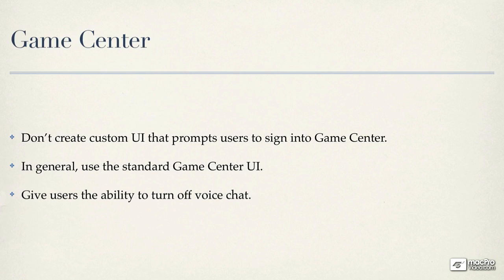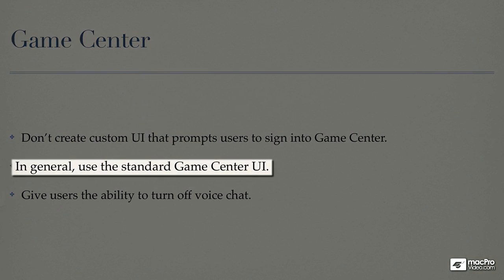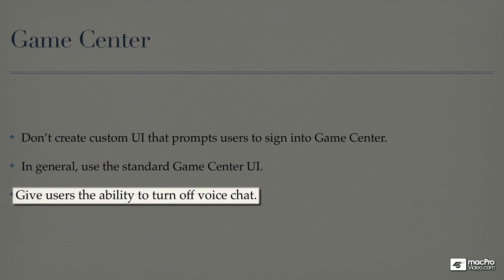You want to use simple, succinct titles and descriptions, and you don't want to alter the default confirmation alert. You don't want to have a bunch of users complaining that they've purchased things when they didn't even realize they had. Game Center. Now, Game Center is a resource that allows users to display information about their high scores as compared to other people, compete with other people, and creates a more social environment for a game. And you don't want to create a custom UI, and in general, you want to use the standard UI. And you want to give users the ability to turn off voice chat.